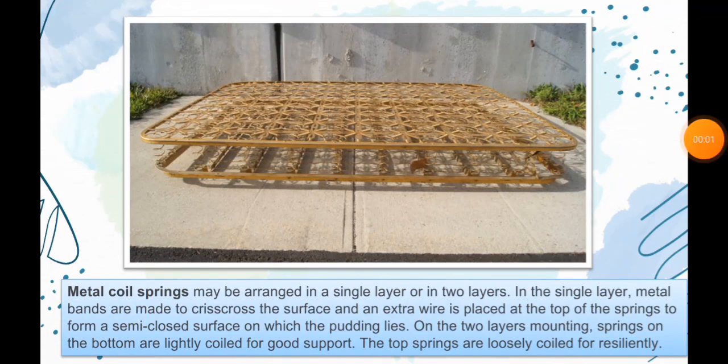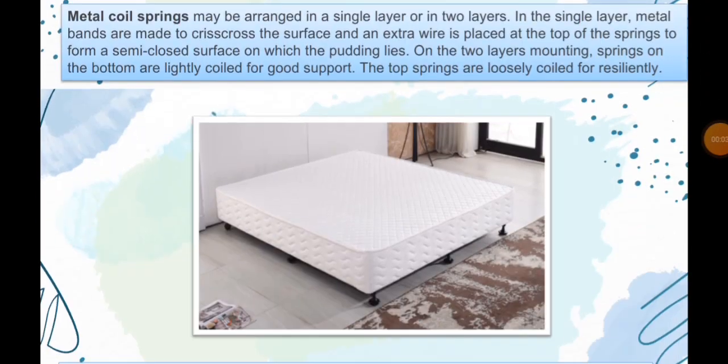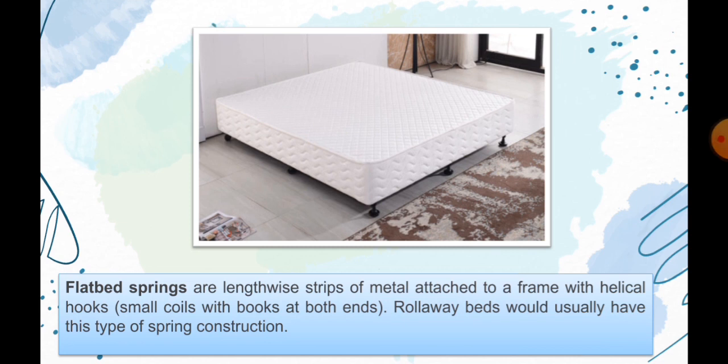So, last basic type of springs. Flatbed springs are lengthwise strips of metal attached to a frame with helical hooks, small coils with hooks at both ends. Rollaway beds would usually have this type of spring construction.